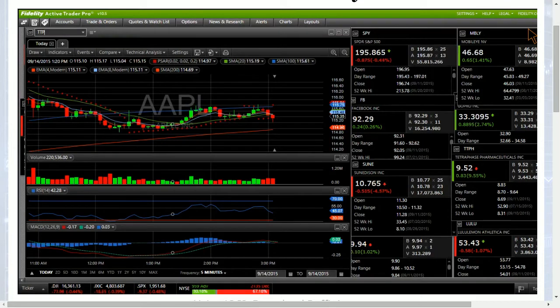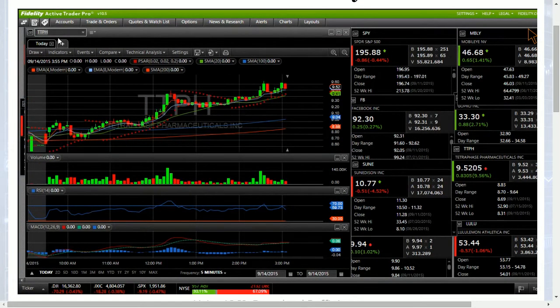TTPH, one that I want to keep my eye on into tomorrow. If we see a close above 9.50, it will be a very bullish sign. And if you look at the daily chart, you will see why my interest is here for TTPH. Excuse me. I'll pull up the daily chart right here so you can see what I'm looking at.